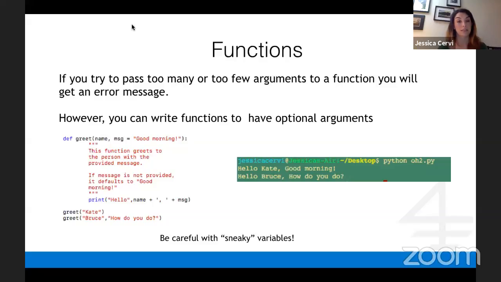So the return statement of this function will just be print hello and then the name plus comma, and then the message that I want to pass. So you see here that if I call just greet with the argument Kate without the message, then as an output I obtain hello Kate, good morning, because the function uses the message good morning as default. Whereas if I pass a different message, so I want to say Bruce, and then how do you do? You see here that the output would be hello Bruce, how do you do?